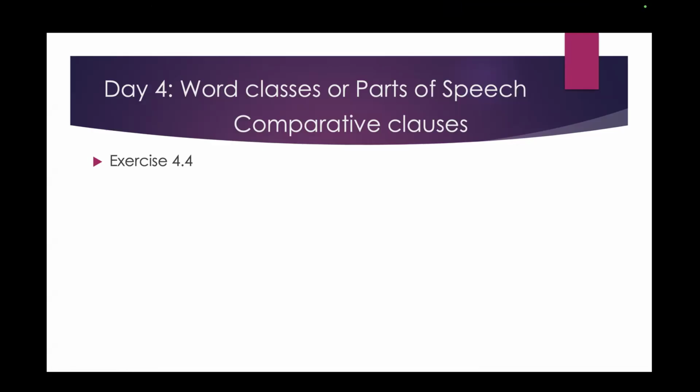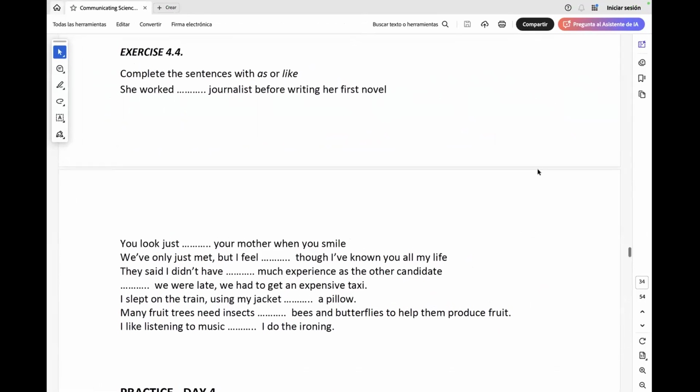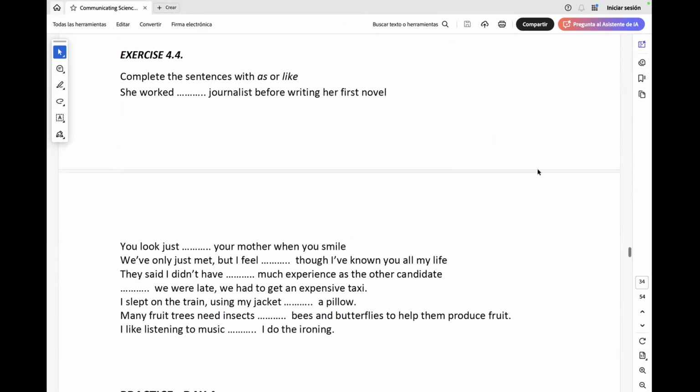Okay, so let's have a look at exercise 4.4. I have it here. In this case, you have to add as or like to these sentences. These are two ways of comparing two clauses or different clauses. And we can go one by one.